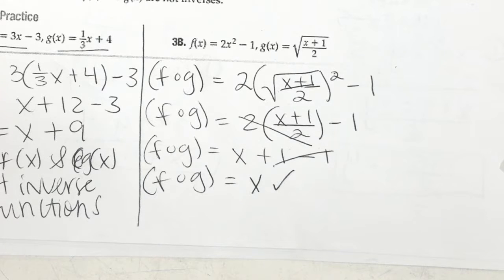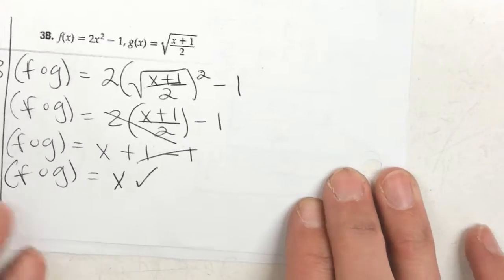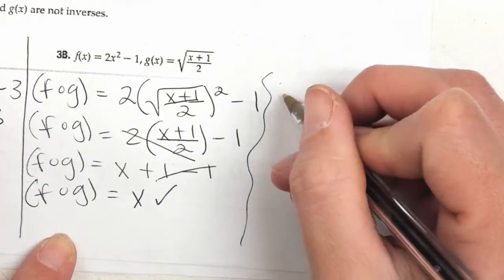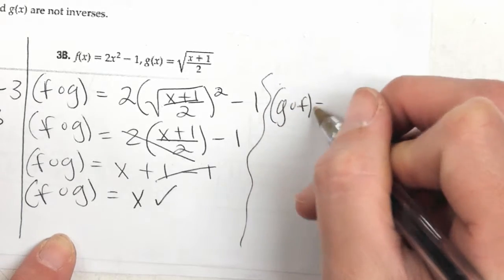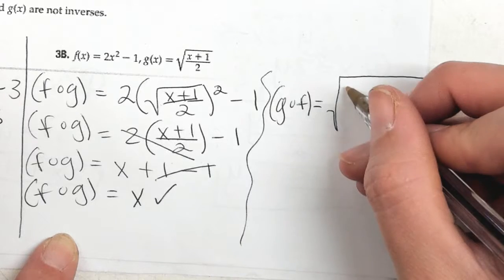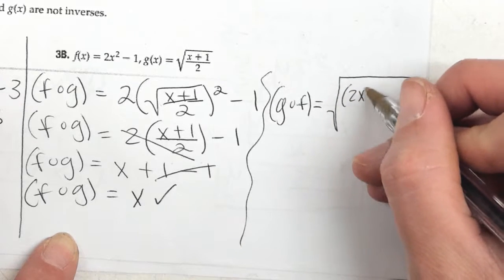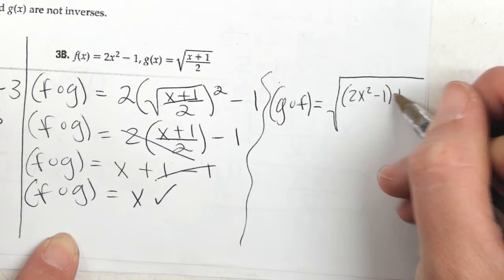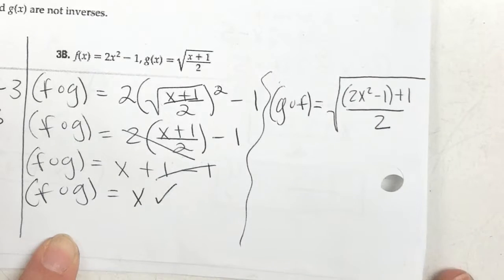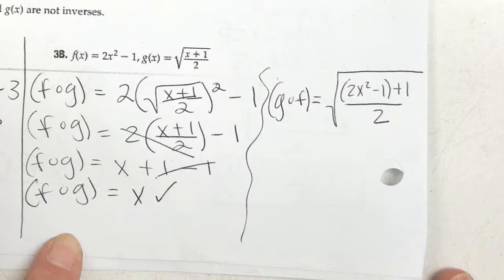Are we done? No, we have to find what? G of f. And if G of f is x, they are inverse functions. So let's go ahead and check that. So G of f, I'm running out of room, is going to be the square root of 2x squared minus 1 plus 1 over 2. Any questions about how I set that part up? Okay. Everybody's good?